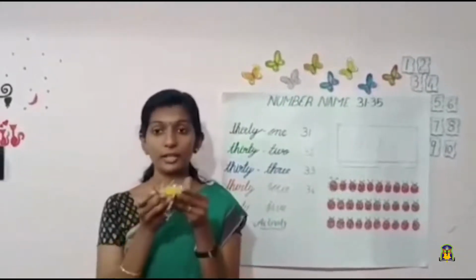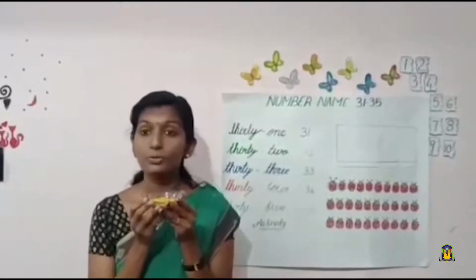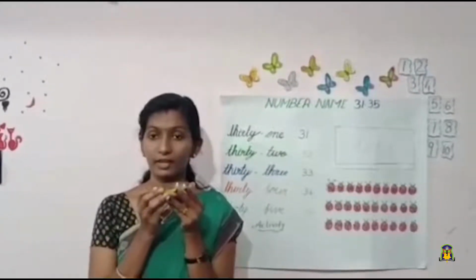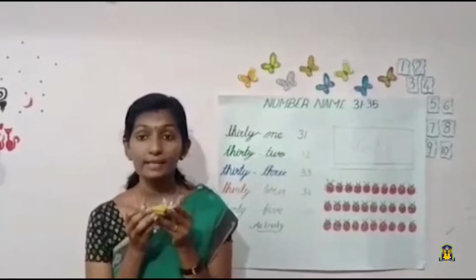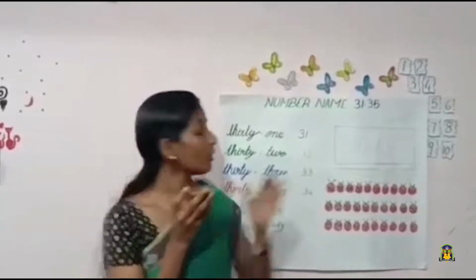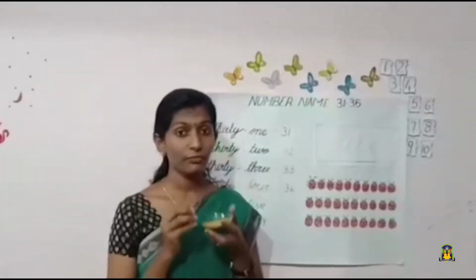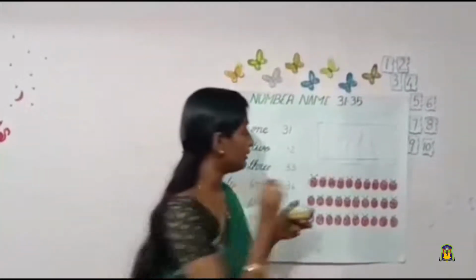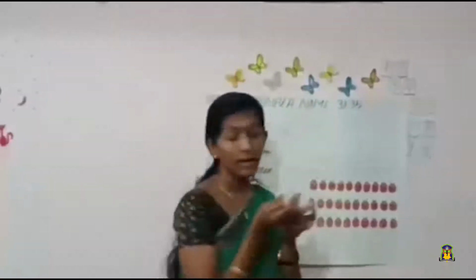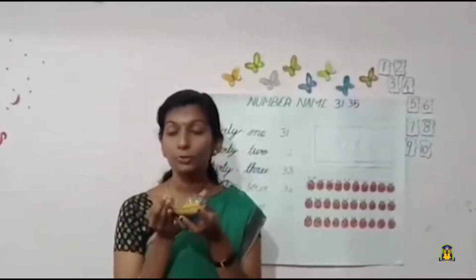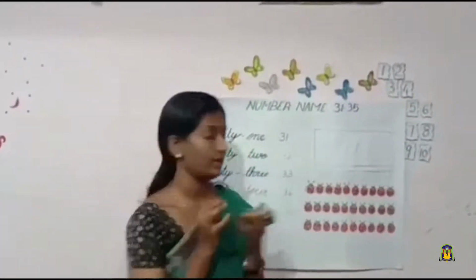Look here children, I have some two dal with me. I'm going to paste these two dal on this number name. First of all I add some glue on this, and now I am going to paste these two dal on this number name.